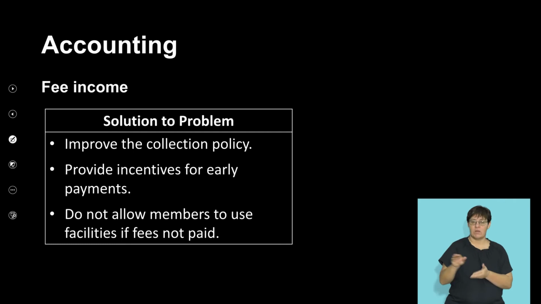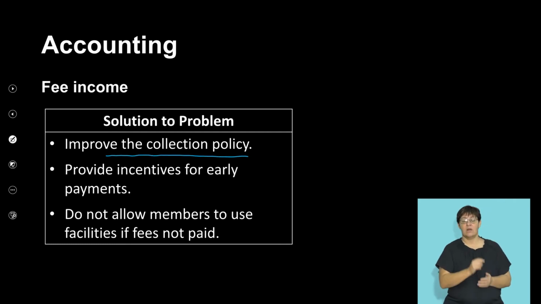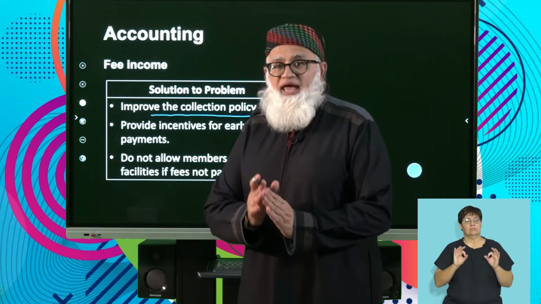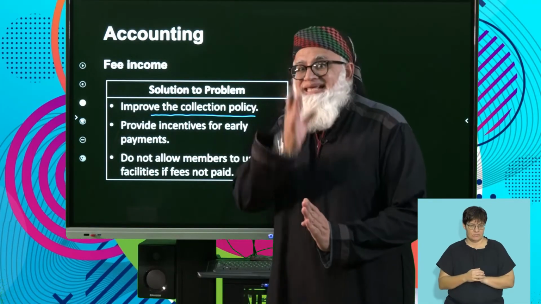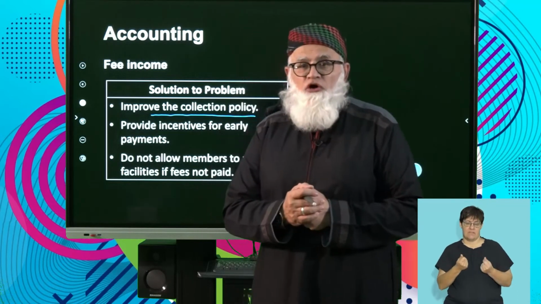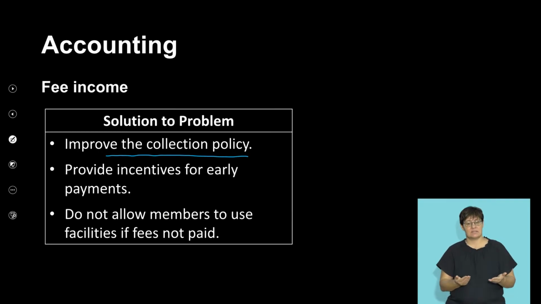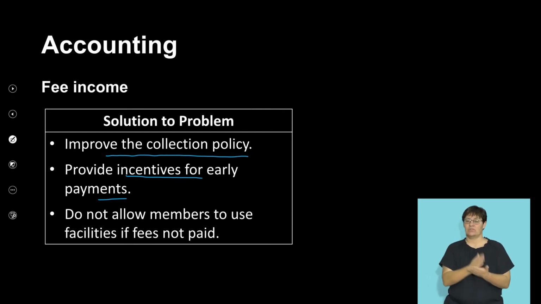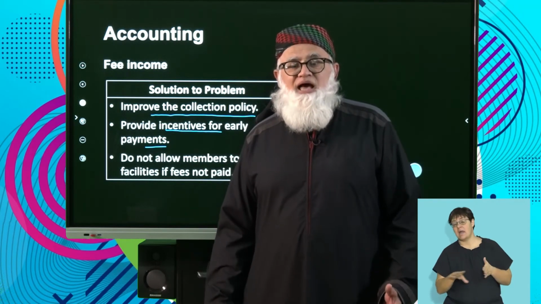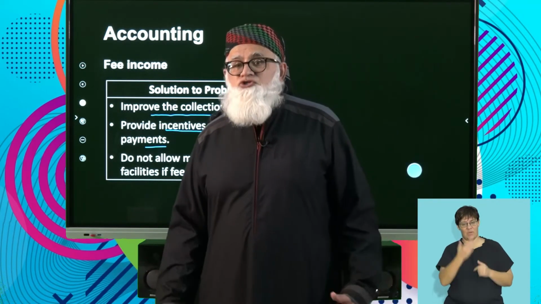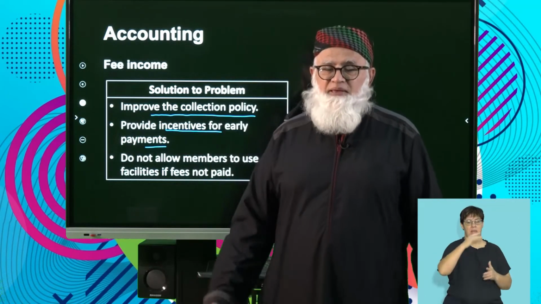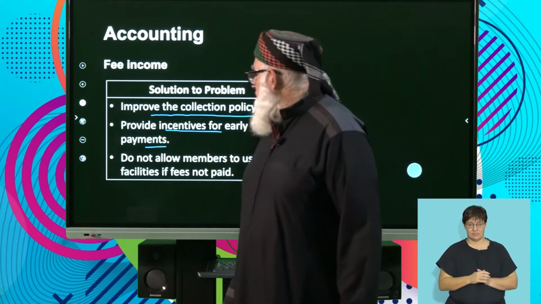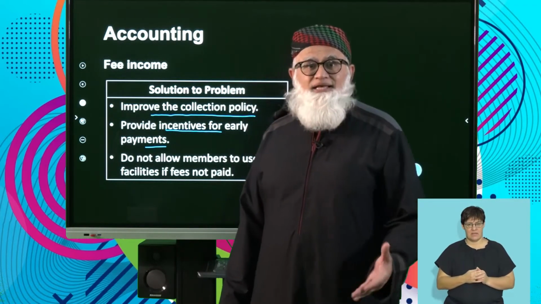Number one, improve the collection policy. That means make sure that you have a proper policy in place with regards to the collection of your membership fees. Provide incentives for early payments. Do not allow members to use the facilities if the fees are not paid. Right? So one of the easy ways of doing this is to ensure that maybe ask your members to sign debit orders so that you know on a monthly basis the membership fees will be paid.